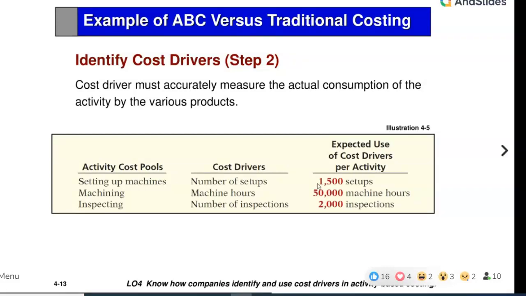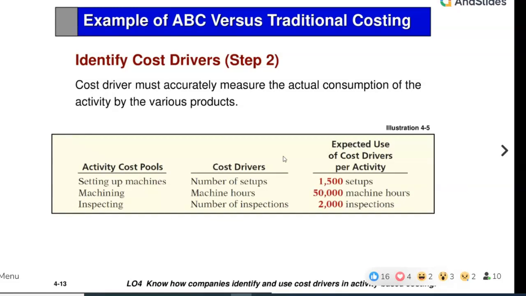Okay, Mr. Production Man, how many times am I going to change the machines over in a year? Oh, maybe 1,500 times. Okay. Machining, what drives that? Machine hours, that's simple enough. So I'm the accountant. I say, okay, Mr. Production Man, how many machine hours are we going to use to produce all the products we're going to do in the coming year? He says, 50,000. Inspecting, I go to the inspector, same thing, I get 2,000.